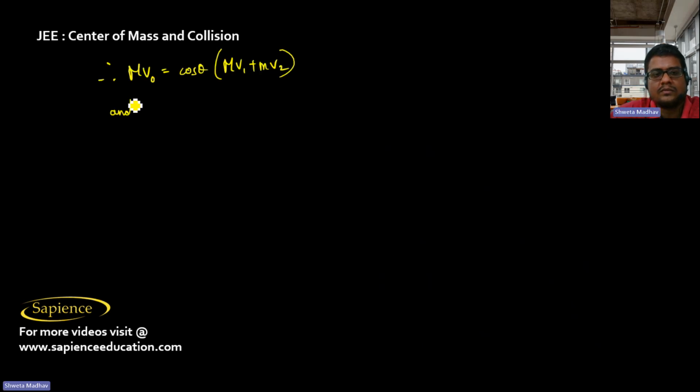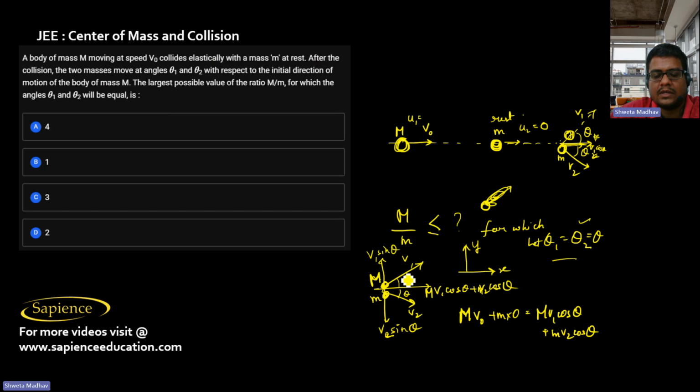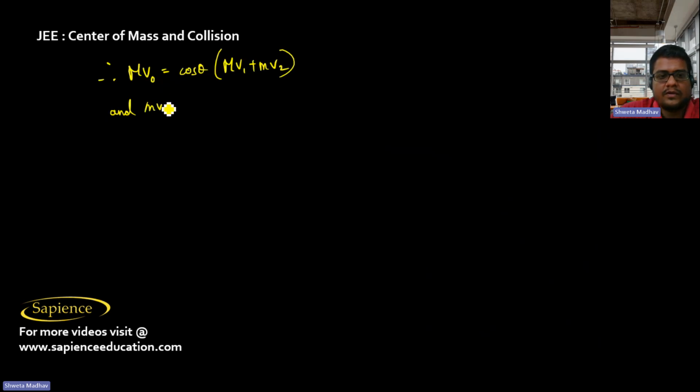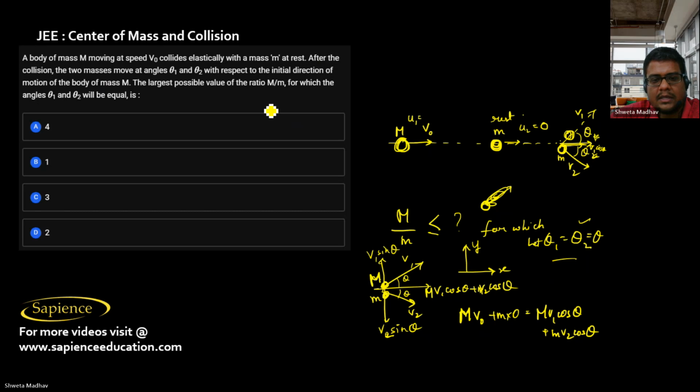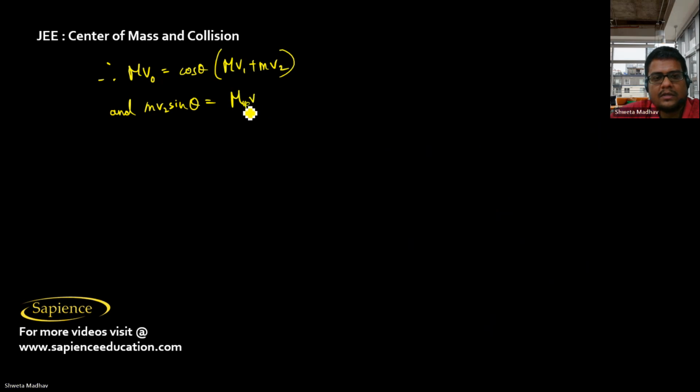And also along the y-axis the net momentum should be 0. That means m v2 sin theta will be equal to M v1 sin theta. So sin theta will cancel. So I can say M by m will be equal to v2 by v1.